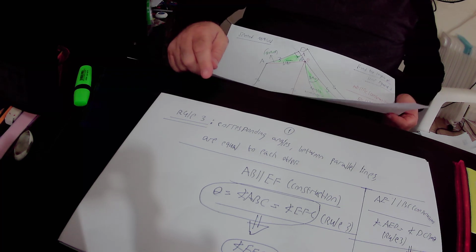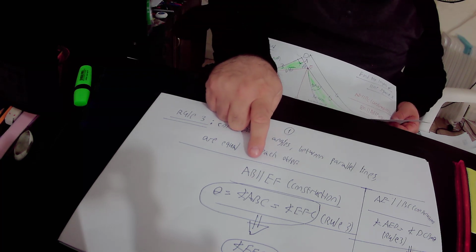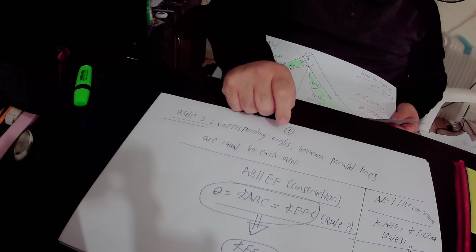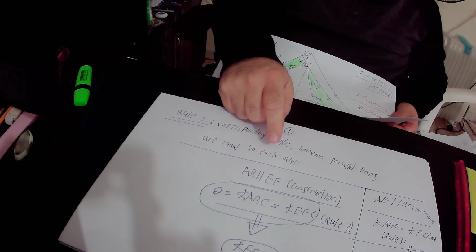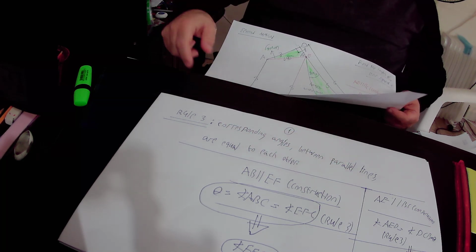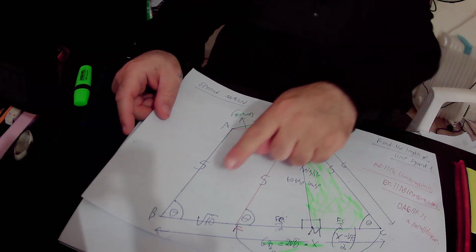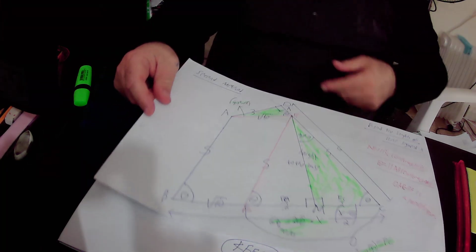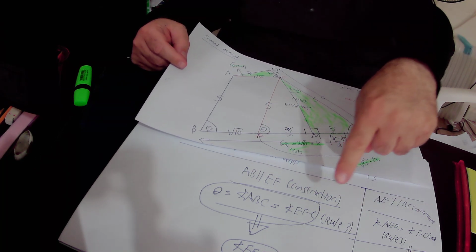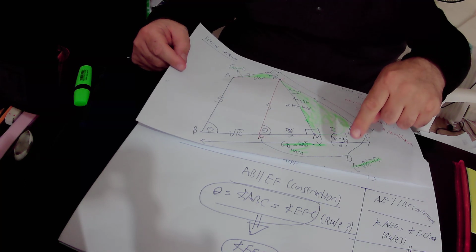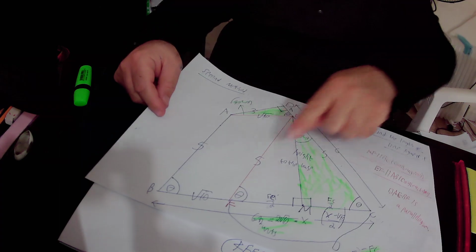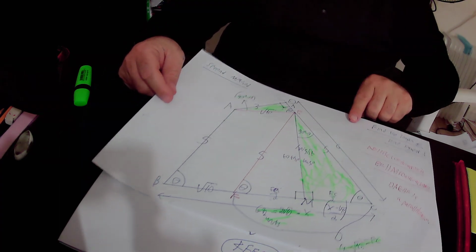Okay, so because AB is parallel to EF according to our construction, angle ABC will be equal to angle EFC according to rule number 3. But it is given in the question that angle ABC equals theta. So from this equation, theta equals angle ABC equals angle EFC, we derive that angle EFC is also equal to theta. So this angle EFC equals theta.